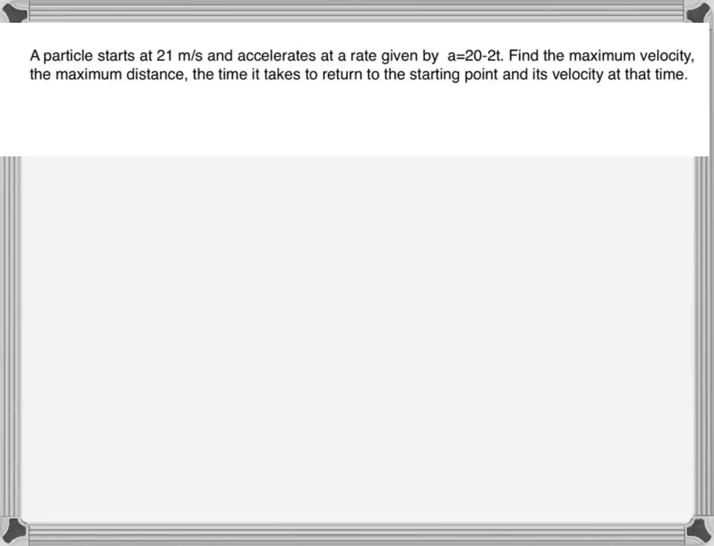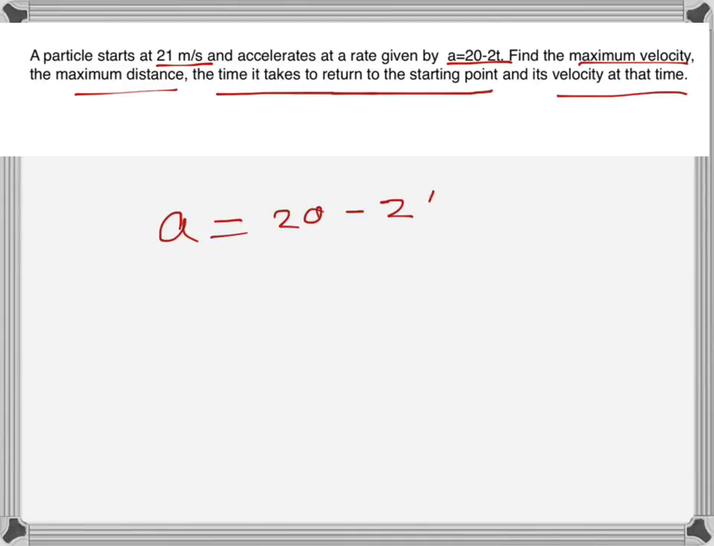So it's given that the particle starts at 21 meter per second and acceleration is given by this one. So we need to find a few things: maximum velocity, maximum distance, the time it takes to return to its starting point, and its velocity at that time. So acceleration is 20 minus 2t.